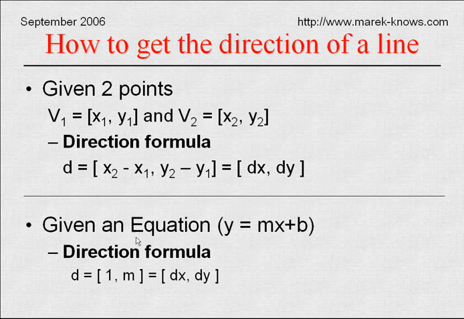If instead you're given an equation, such as y equals mx plus b, this is the general equation of a line in two-dimensional space, then you can get the direction of this line by the following. You can set the x value of the direction to be 1, and the y value, set it equal to m. Whatever m value is in the equation, that's what you set for the y value. So dx is equal to 1 and dy is equal to m.